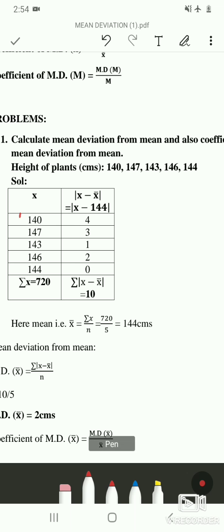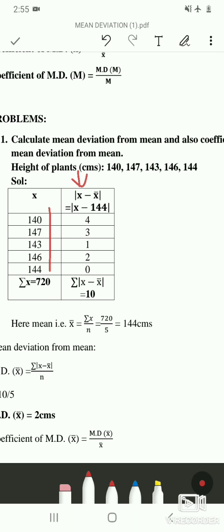So here add 140 plus 147 and so on till 144. We'll get the value as 720, that is summation x. And here our small n, that is number of values, is 5. Therefore the mean is 720 upon 5, which is 144 centimeters. Once you're done with this, now let's move to the next part, that is you have to calculate x minus x bar.